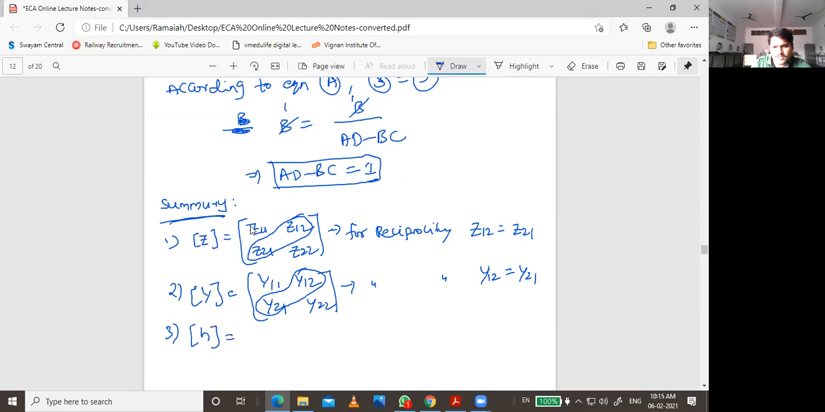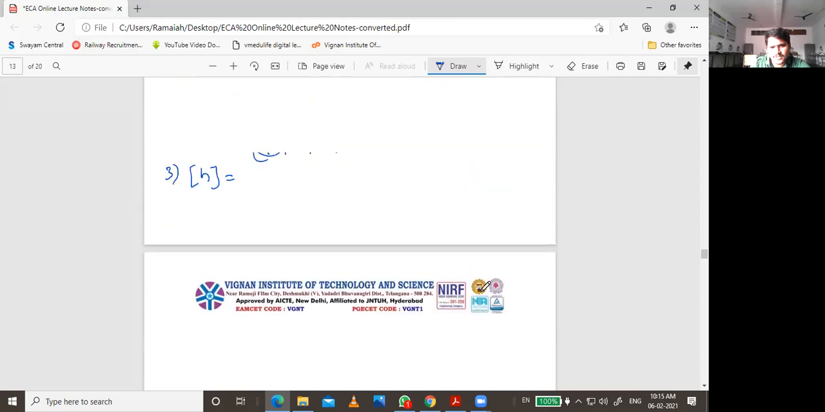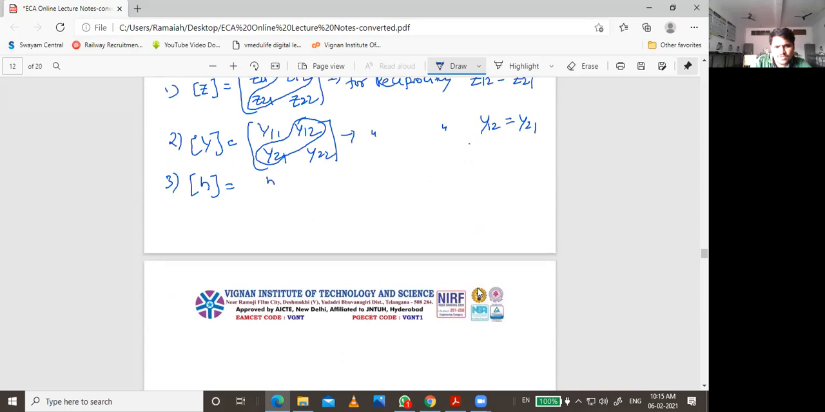Next, for H parameters, H11, H12, H21, H22. The condition for reciprocity is that H12 must be equal to minus H21. That means these values are exactly opposite. If H12 is positive, H21 has the same value but negative, and if H21 is positive, H12 has the same value but negative. So that is the condition for reciprocity in H parameters.